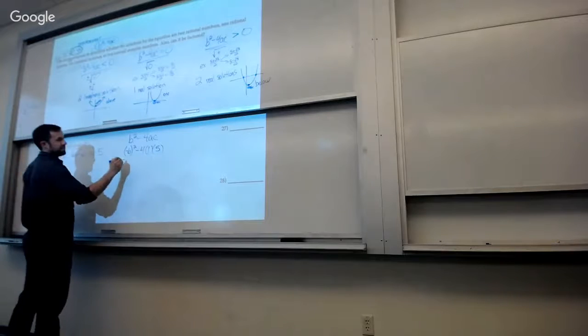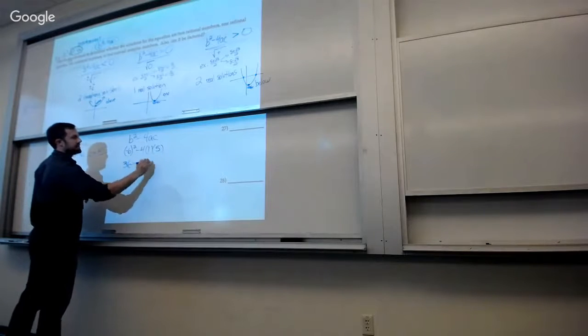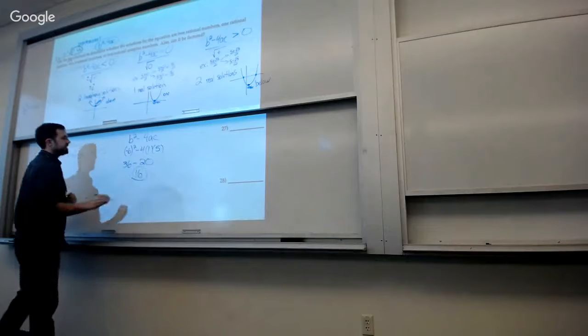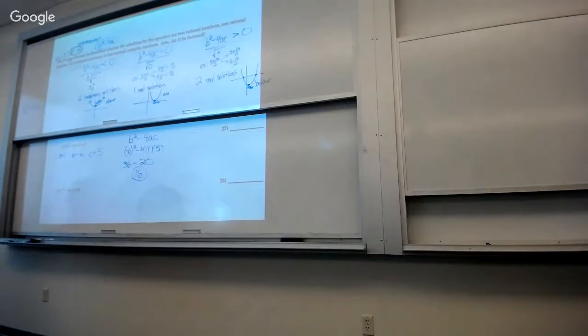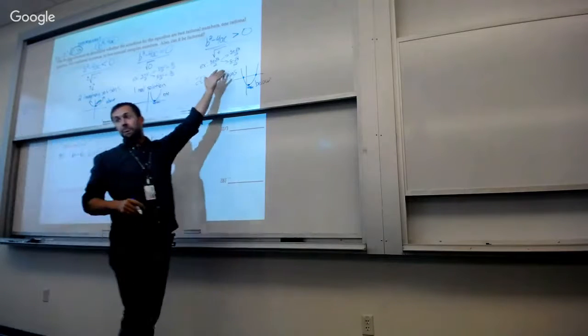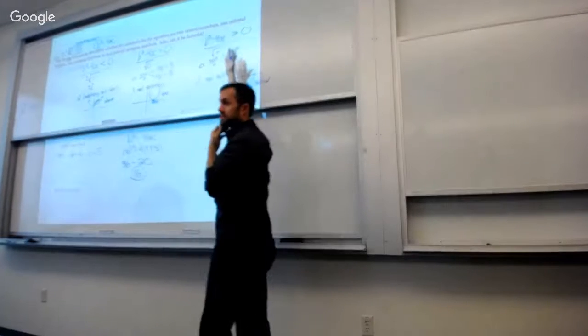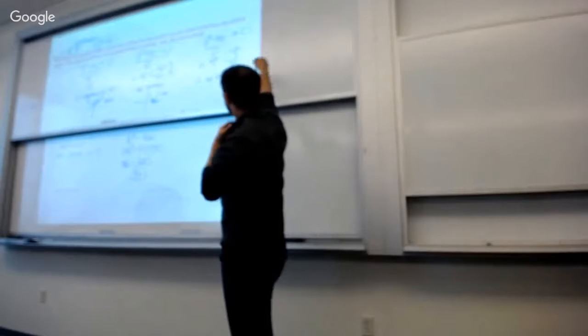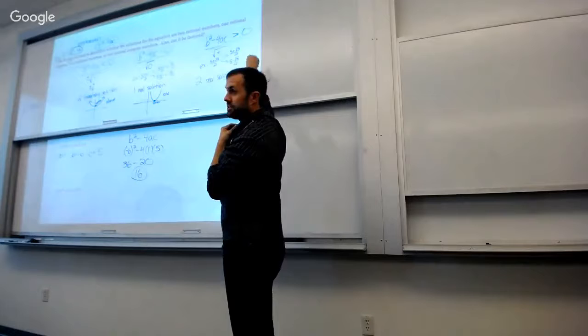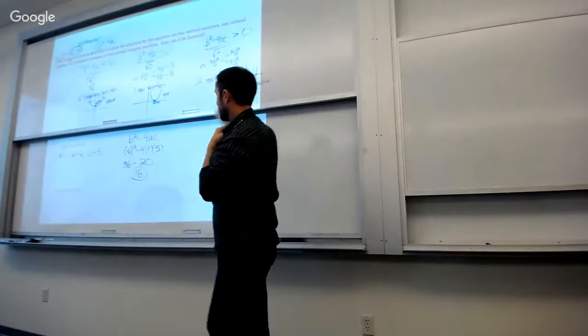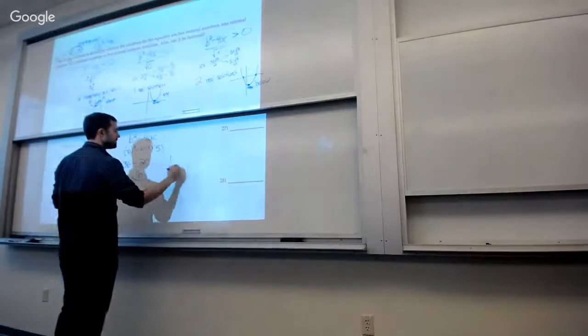So what do we have here? 36 minus 20, which is 16. So what does that tell us? 16 is positive. So there we go, 16 is positive. And so immediately we know that we have two real solutions, and the parabola looks something like this.